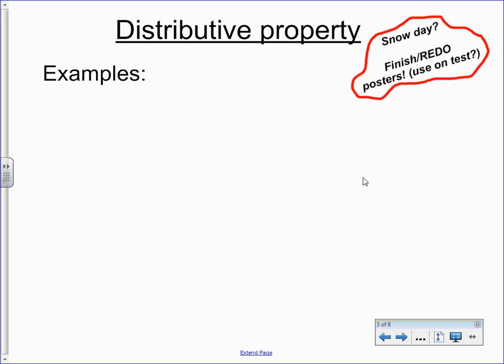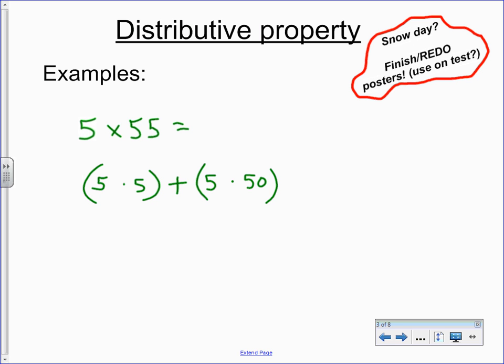Here's an example of distributive property. Say you wanted to do 5 times 55. Okay, you could write it down and do it, but what if you were in a store and you didn't have a piece of paper, or your smartphone battery died and you didn't have a calculator? You could do it in your head. It just means breaking it down to 5 times 5 plus 5 times 50. 5 times 5 is 25. 5 times 50 is 250. 25 plus 250 is 275. Distributive property moves things around and makes it easier.